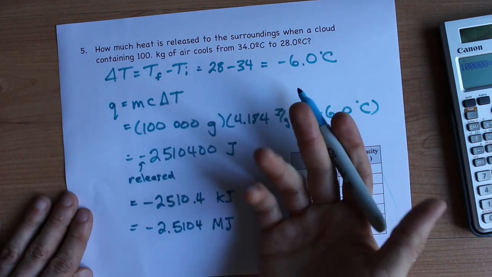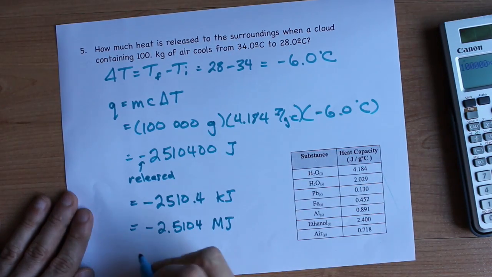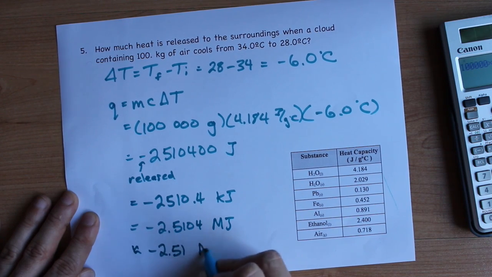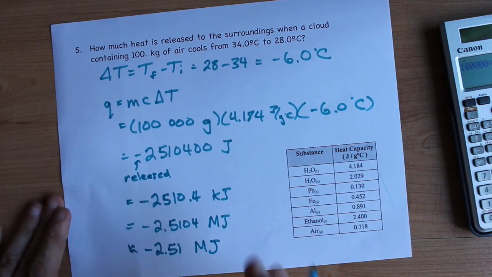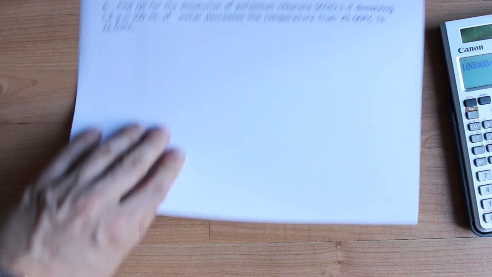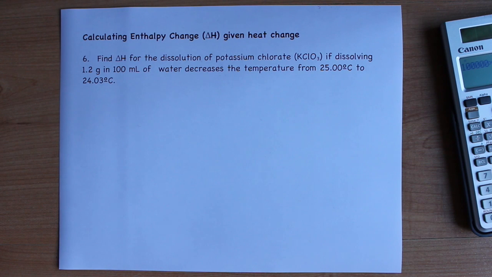Now, I should probably worry about sig figs here. 3 significant figures. So I should probably just call this 2.51 megajoules of heat released. Cool. Not too bad. Here we are. The first 5 questions that I've done with you are Q equals mc delta T, because you need mc delta T to calculate enthalpy changes.